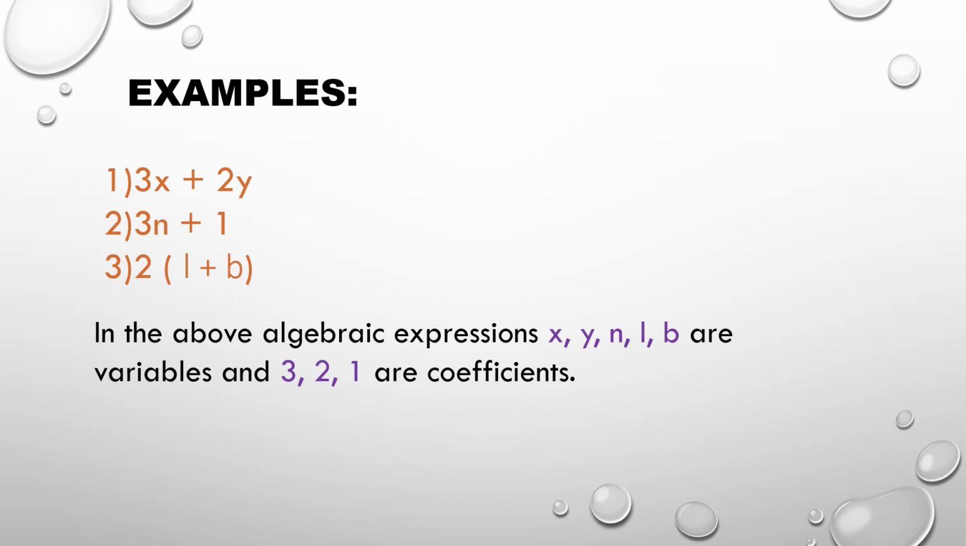In the above algebraic expressions, all alphabet letters, that is x, y, n, l, b, are variables. They are called as what? Variables. And all the numbers, that is 3, 2, 1, are coefficients. We call them coefficients.